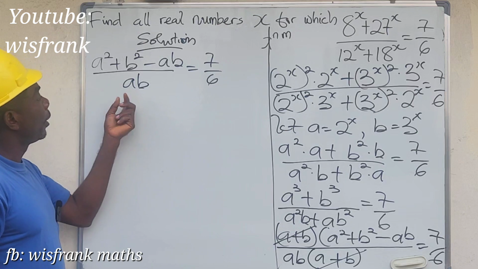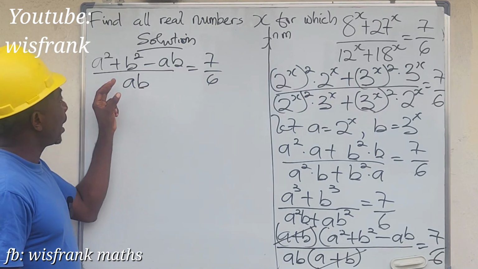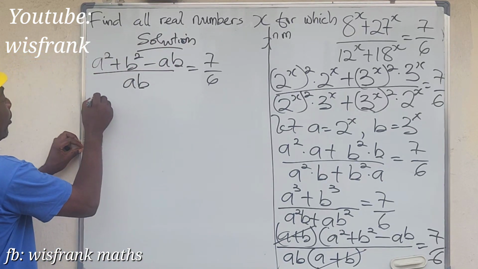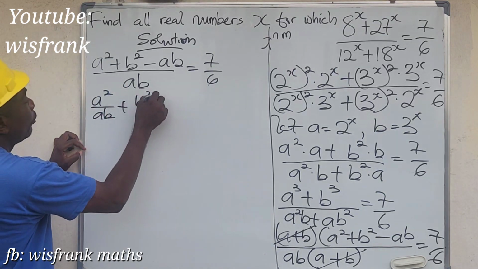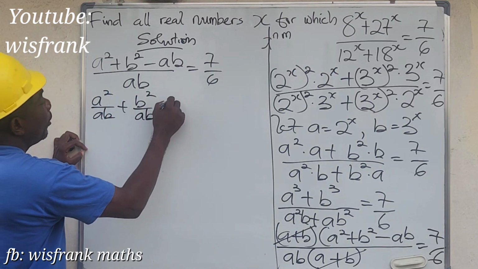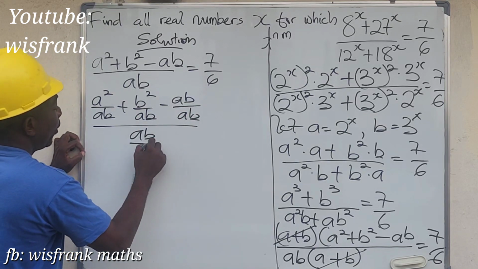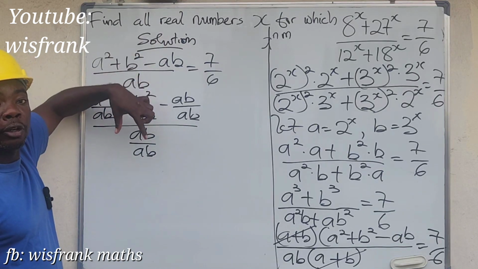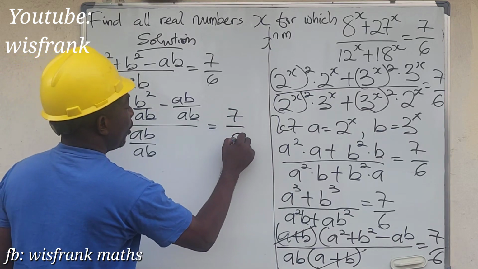So here we have a fraction and the denominator is ab. So we can divide all through all this by ab. So here will become a to the power of 2 all over ab plus b to the power of 2 all over ab minus ab all over ab, all over ab. We are dividing both the numerator and the denominator, all of them by ab, equals to 7 all over 6.